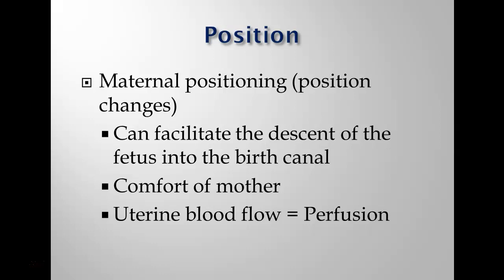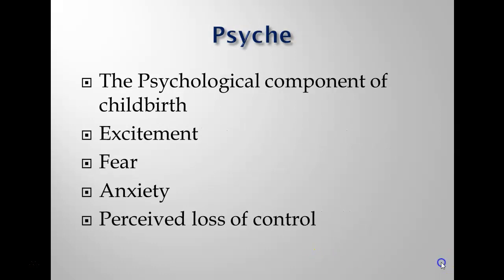So we are constantly changing mom's position. We are encouraging ambulation, rocking, moving from side to side, sitting on a birthing ball, rocking in a chair. All of these things will help facilitate the descent of that fetus into the birth canal. It also can give her comfort if she's having particular pain in her back. And remember we talked about just going from side to side will help with uterine blood flow because we don't want mom laying flat on her back.